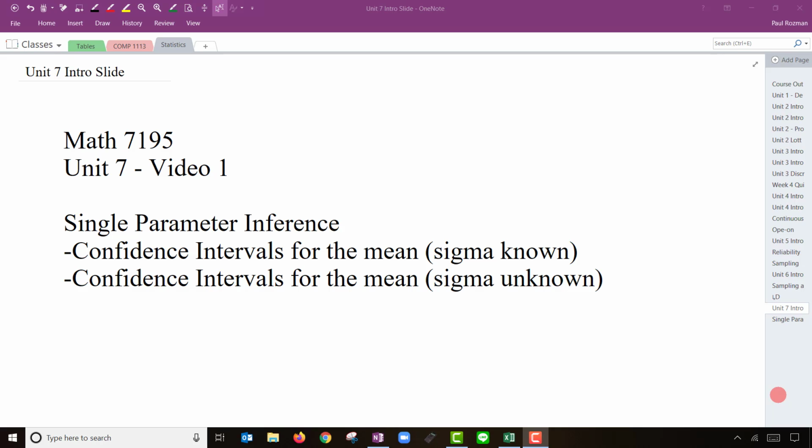Throughout this unit, we'll do other confidence intervals for other parameters, but in today's video, we'll just start with the mean. So let's dive right in.